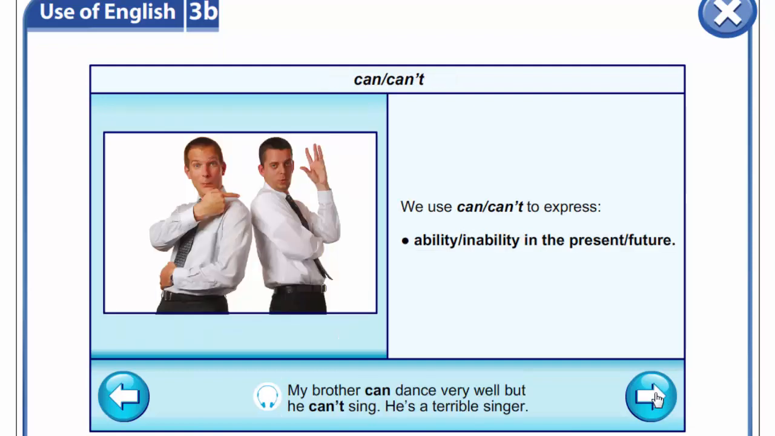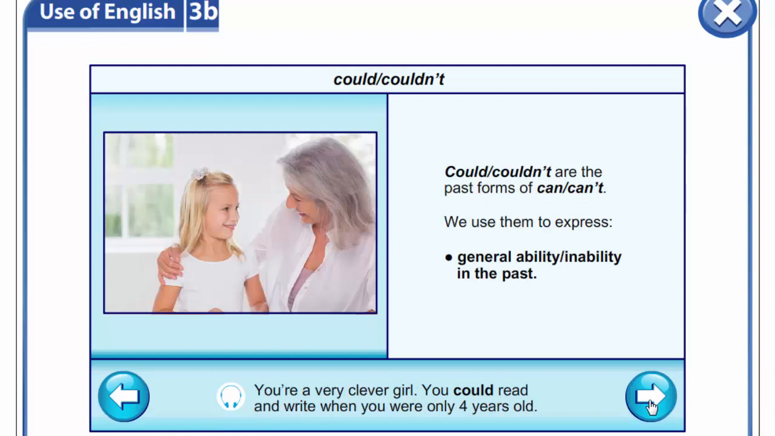We use can, can't to express ability, inability in the present or future. My brother can dance very well, but he can't sing. He's a terrible singer. Could, couldn't are the past forms of can, can't. We use them to express general ability, inability in the past. You're a very clever girl. You could read and write when you were only 4 years old.